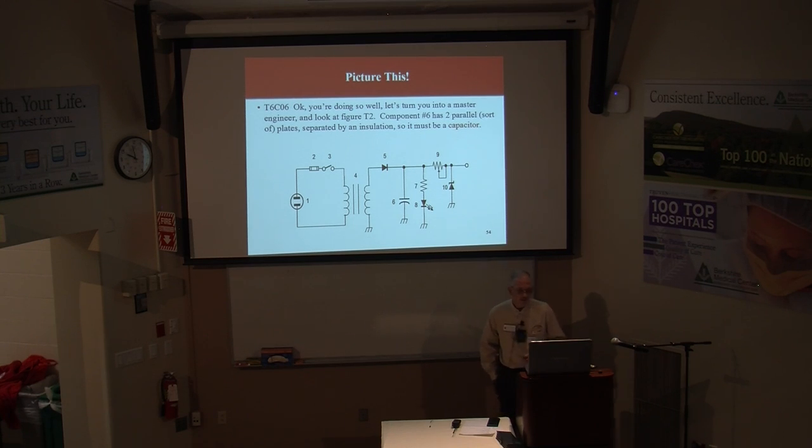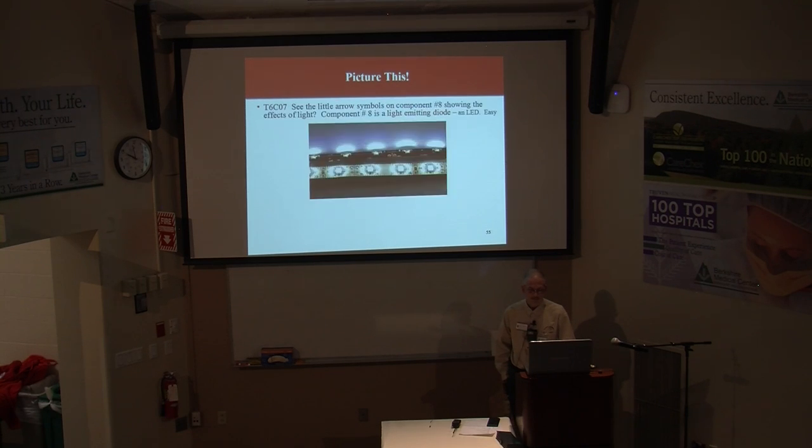Figure T2, component 6, has two parallel plates separated by insulation, so it must be a capacitor. And a capacitor does what? See the little arrow symbol on component number 8 showing the effects of light? Component 8 is a light emitting diode, LED.